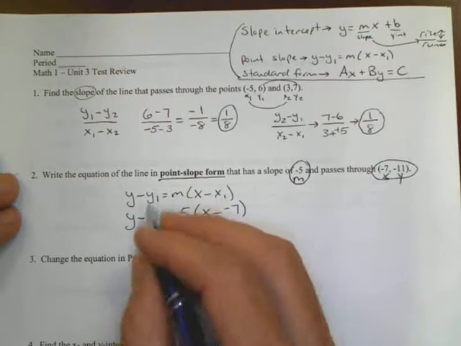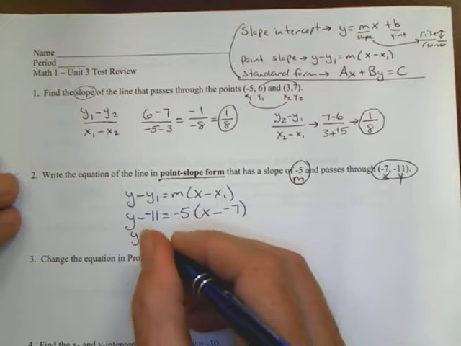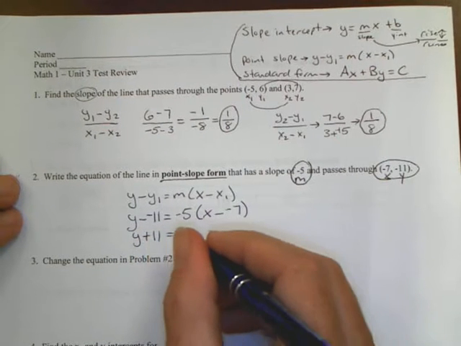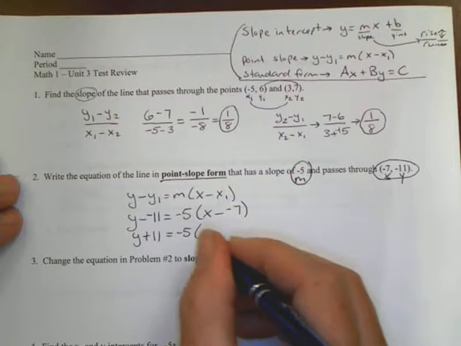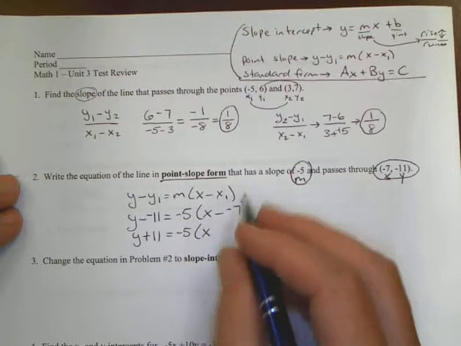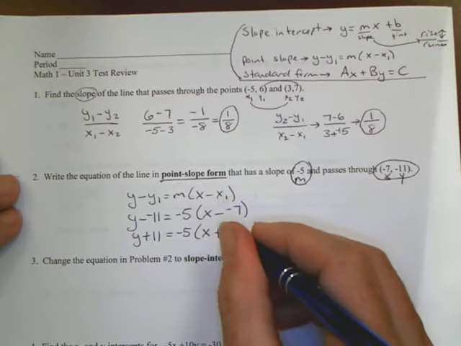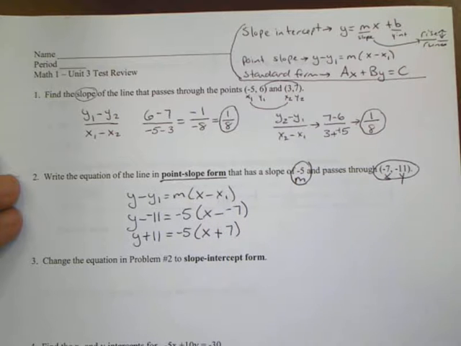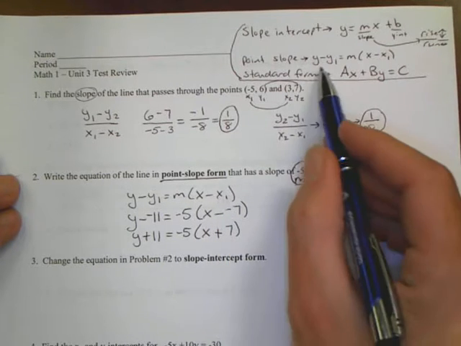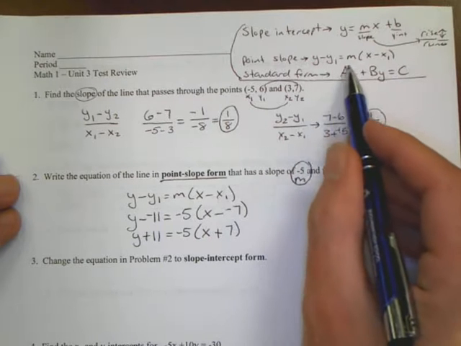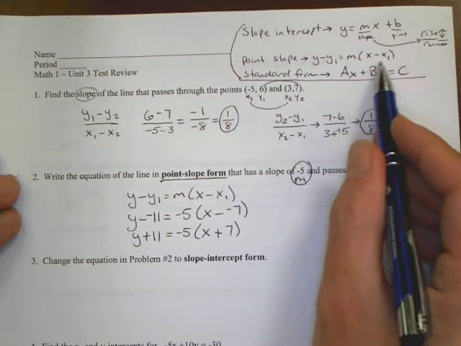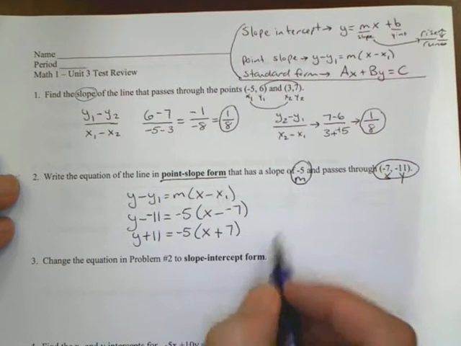When I subtract a negative, that is the same as adding. And then I leave my minus 5 just as it is, times x. And I have minus a negative 7, which is the same as plus 7. And I'll stop right there. So now I'm in the point-slope form, which matches what I had up above: y minus y1 equals m times x minus x1. And I'm in point-slope form.